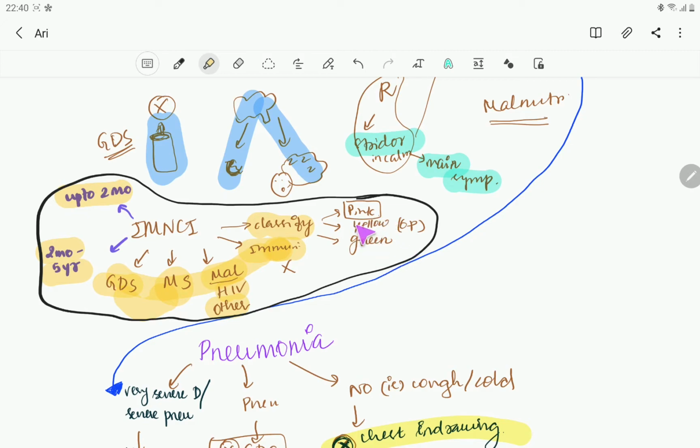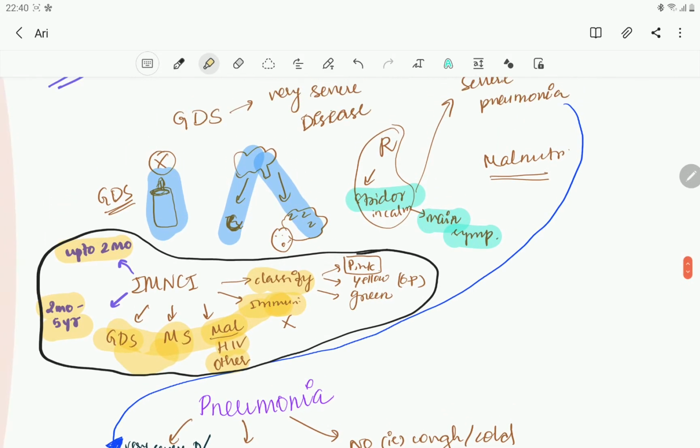And pink, it should have been red. So pink is danger and you have to immediately refer, and yellow is the intermediate between pink and green, and it differs from disease to disease. And green is obviously go home. There are certain things that come with green, like come back if there's any problem, you have to advise them that. So that is green. And this is the basic thing about IMNCI.